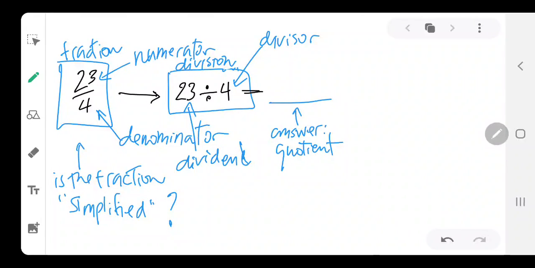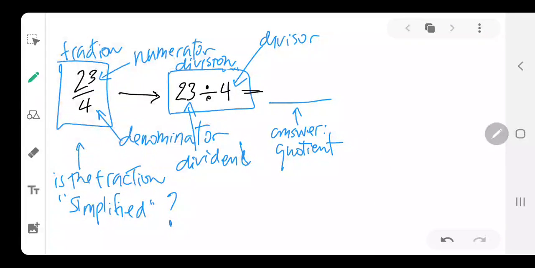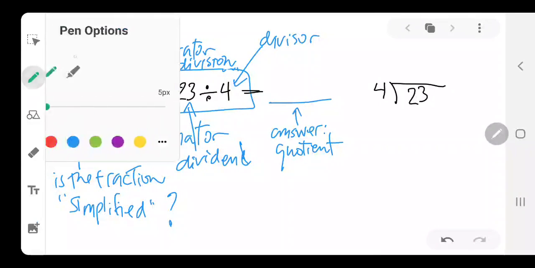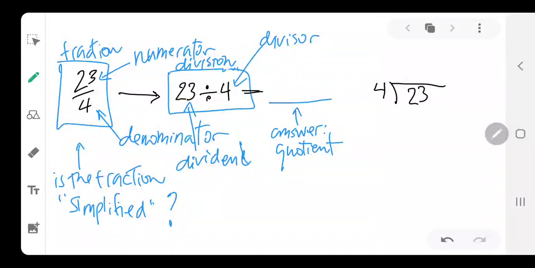Now, it might not be an exact answer, so you might not get an integer. The quotient can be a mixed number, meaning it's going to have an integer and a fraction, or an integer and a remainder. So in order to solve the operation of division, we perform something known as long division. In long division, we put the divisor to the left of the dividend, which sits underneath a little bracket. We solve this problem by coming up with the first part of the quotient.